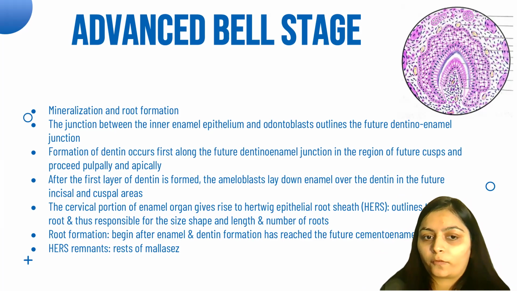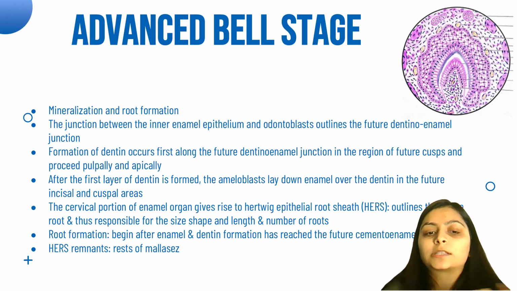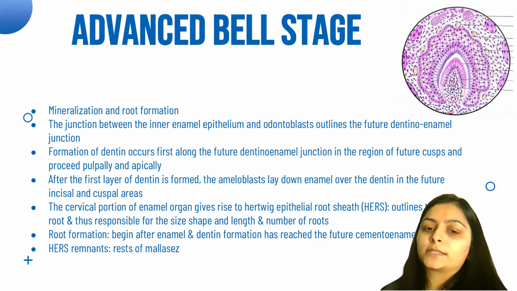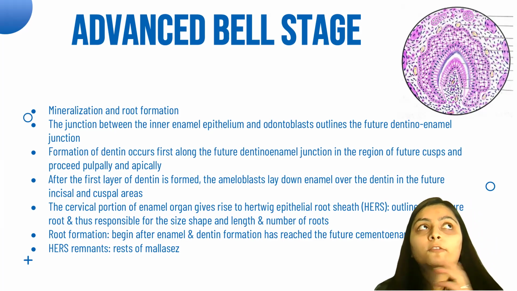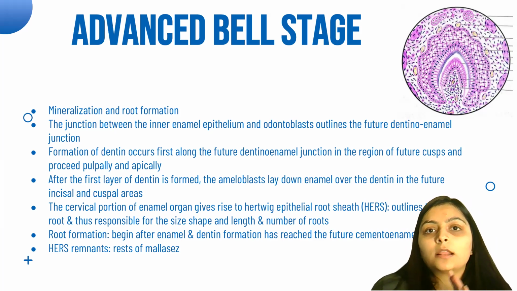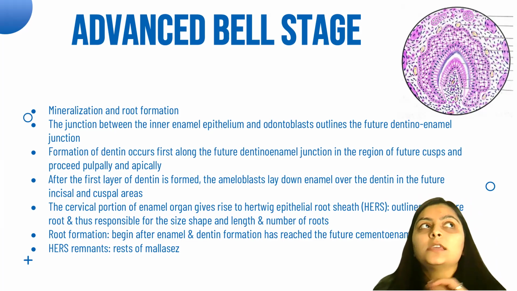Once the first layer of dentin, which is known as predentin, has formed, then enamel formation will start in the direction of the incisal or cuspal area, whereas dentin formation will proceed pulpally and apically. The cervical portion of the enamel organ gives rise to Hertwig epithelial root sheath, which is the outline of the root, thus responsible for the size, shape, length and number of the roots. Root formation begins after enamel and dentin formation has reached the future CEJ. What do you mean by CEJ? Cementoenamel junction.